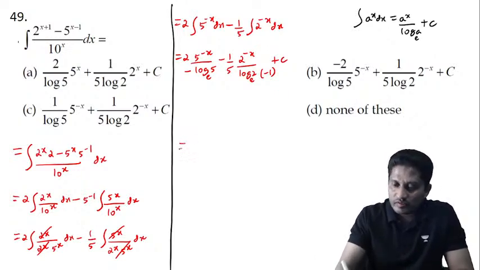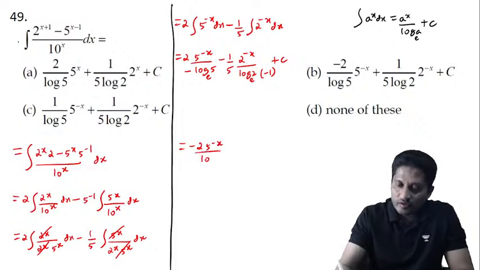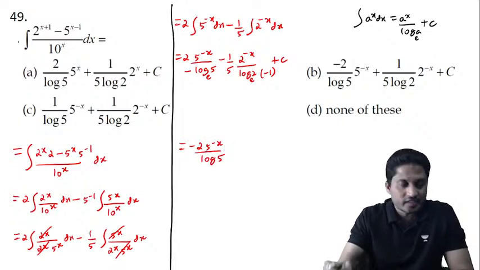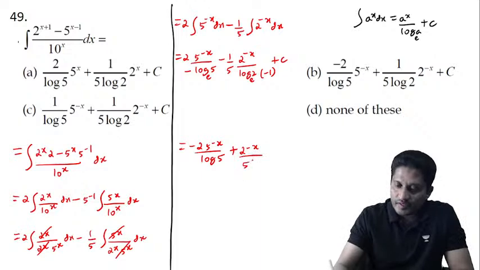Now this is equal to minus 2 into 5 power minus x by log 5, it is understood the base is c. Minus and minus is plus, 2 power minus x by 5 into log 2, it is understood the base is c. This is plus c. Answer is option B.